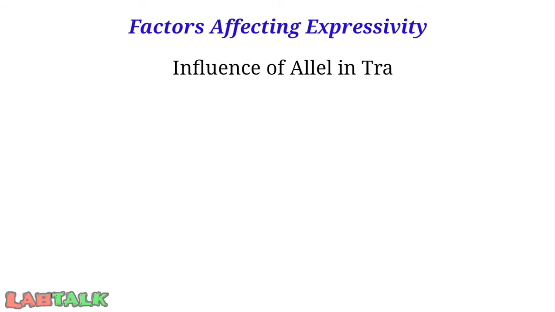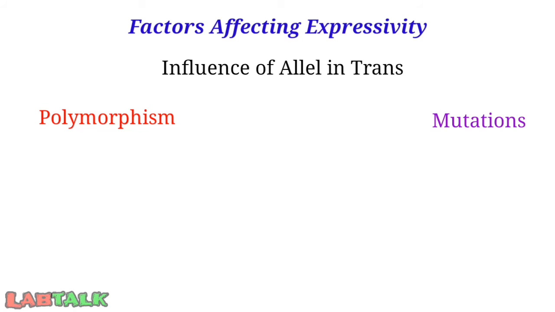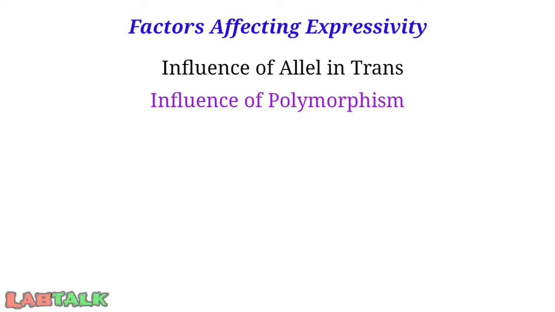First is the influence of the allele in trans. Either a polymorphism or mutation in the allele in trans may lead to a difference in the expressivity of a dominant mutation. Second is the influence of polymorphism present in cis. Several polymorphisms or mild mutations have been reported that, if they are combined in cis, lead to a severe phenotype. Next is the influence of another gene. The clinical presentation of a monogenic disorder may depend on the presence of a mutation in another gene.